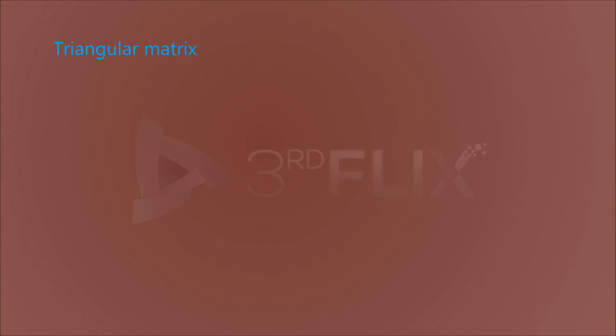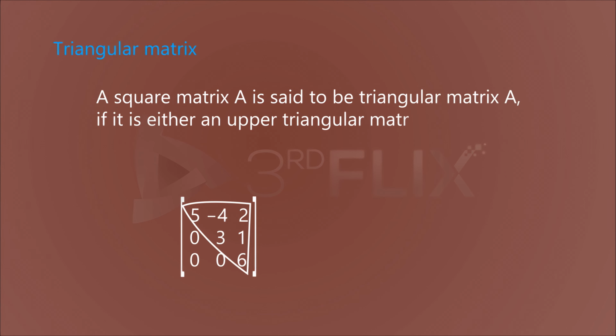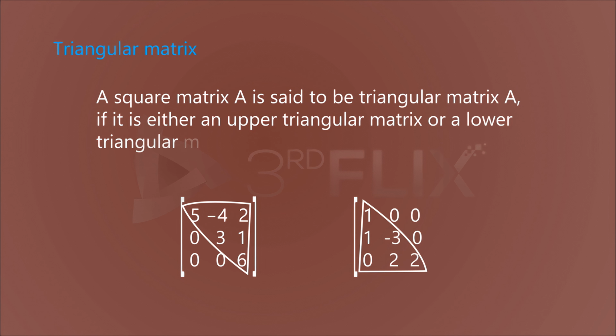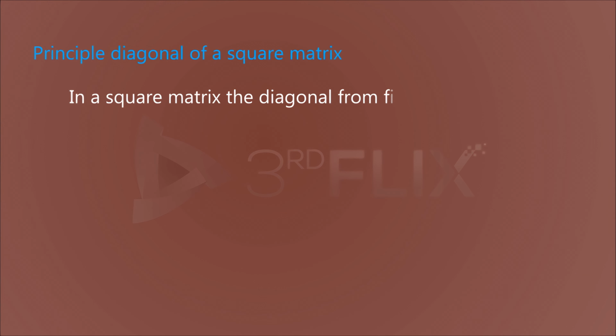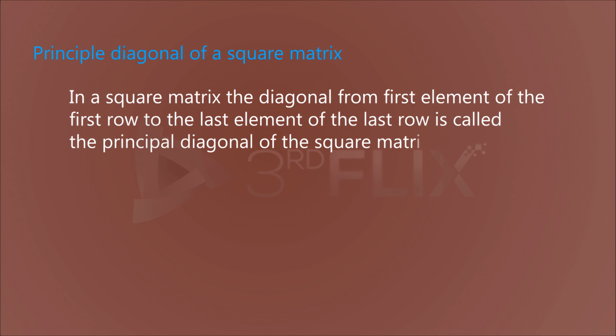Triangular matrix. A square matrix A is said to be a triangular matrix if it is either an upper triangular matrix or a lower triangular matrix. Principal diagonal of a square matrix. In a square matrix, the diagonal from the first element of the first row to the last element of the last row is called the principal diagonal of the square matrix.